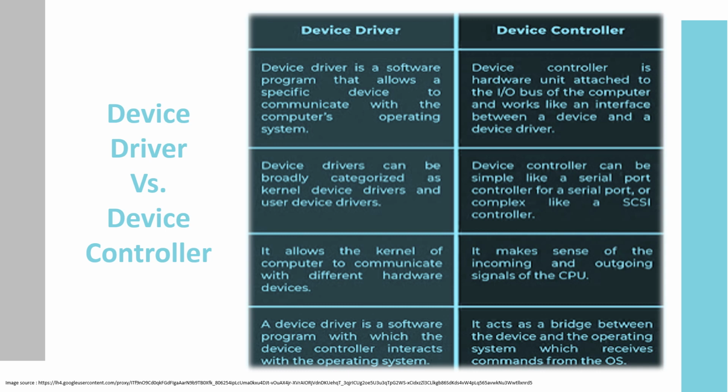Fine. Next is a device controller. What is a device controller? A device controller is hardware. Okay, fine. So the driver is software and the controller is my hardware. So a device controller is a hardware unit attached to the I/O bus of the computer. What is the I/O bus of the computer? Simple. Input output bus. The meaning of bus is nothing but a cable. A simple cable or a road or a path or a way which enables the data to travel.